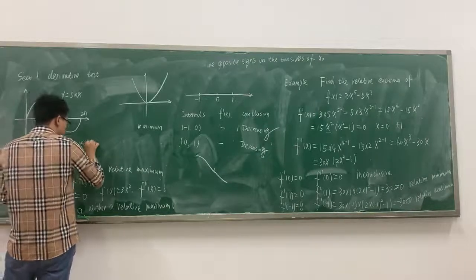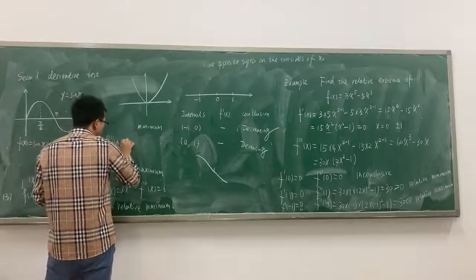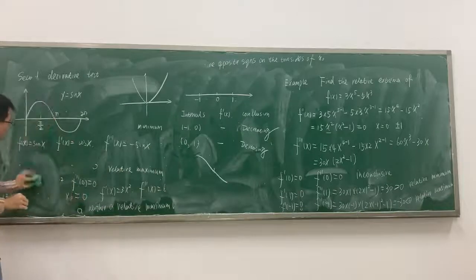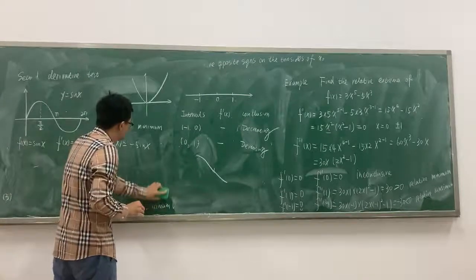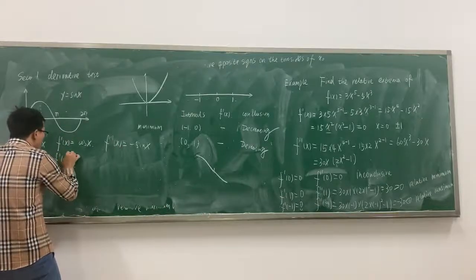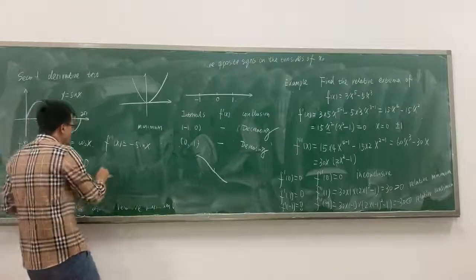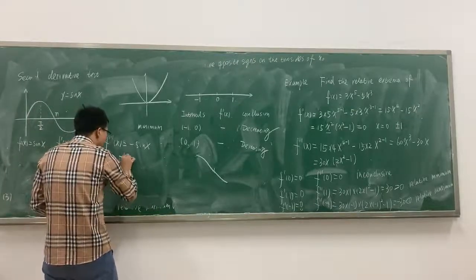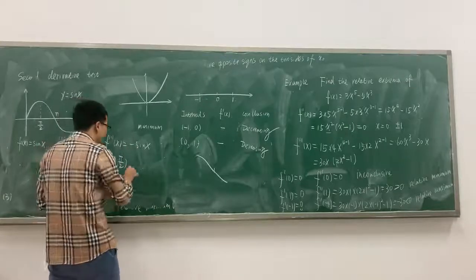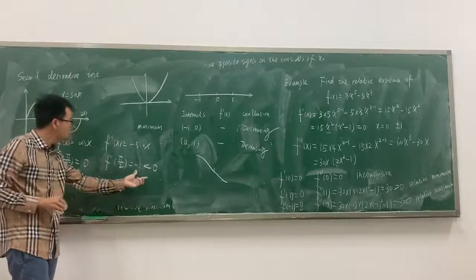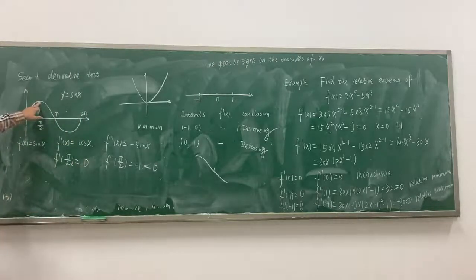Equal to cosine x. And f double prime of x equals minus sin x. So you can compute that f prime of 1/2 pi equals cosine 1/2 pi, which is 0. And f double prime of 1/2 pi is minus sin 1/2 pi, which is minus 1, less than 0. So f prime equals 0 and f double prime less than 0, so here is a relative maximum. This is what I gave you at the beginning, okay?